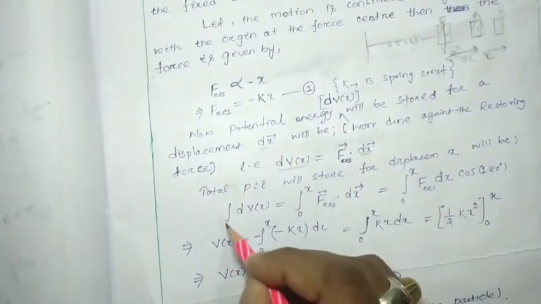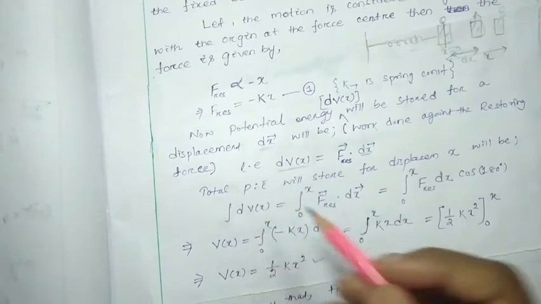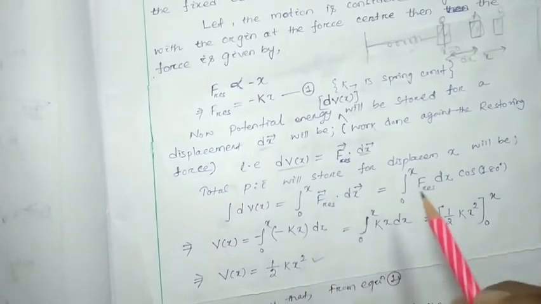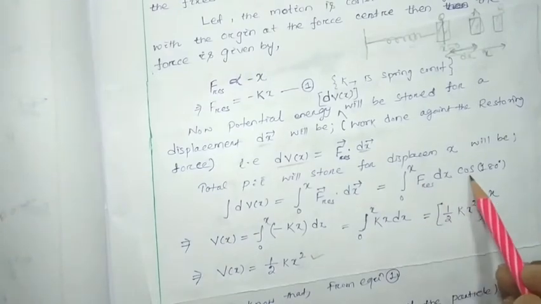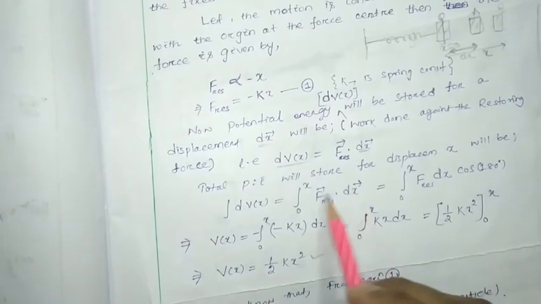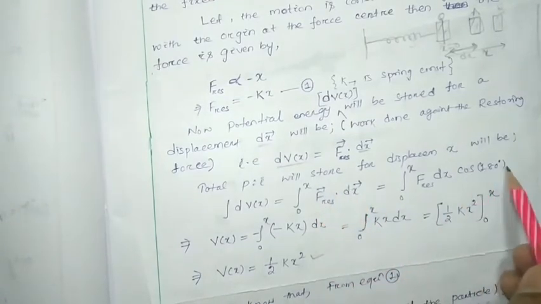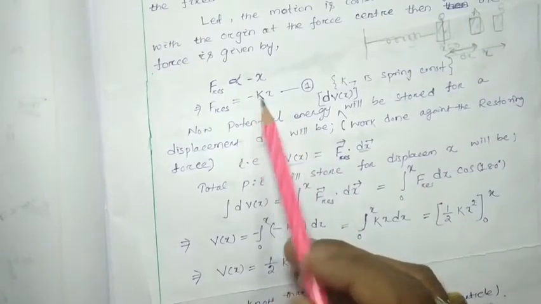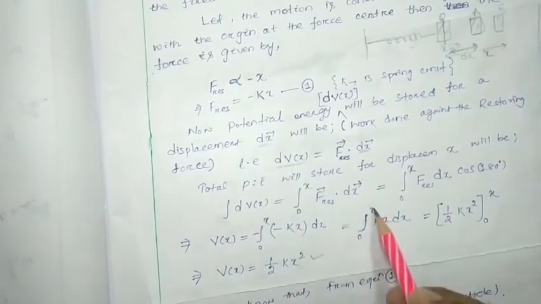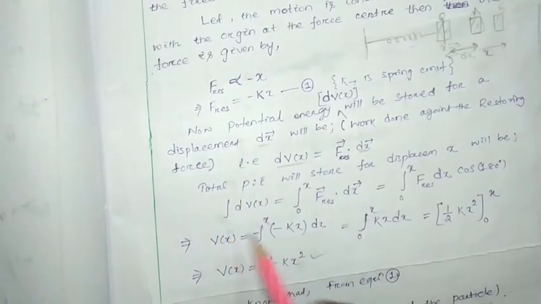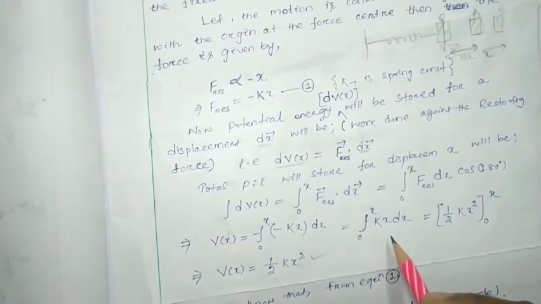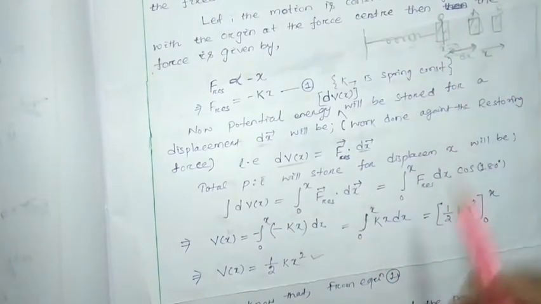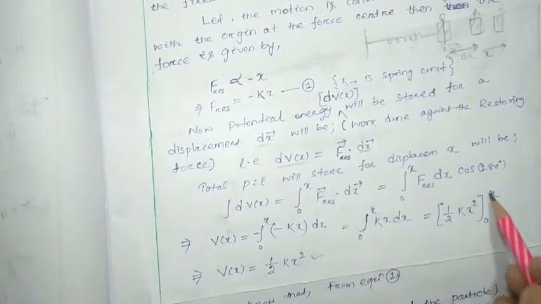That will be the integration over 0 to x of dVx. Here Vx is a function of x, for displacement 0 to x, restoring force dot dx is equal to the integral from 0 to x of F restoring dx cos 180. In the dot product, both vectors are opposite to each other, so the angle is 180, and cos 180 is minus one. The restoring force magnitude we know is minus kx, so this is minus kx into dx, integrating over 0 to x, and the total value will be Vx. From 0 to x, the integral of kx dx will be half kx square.